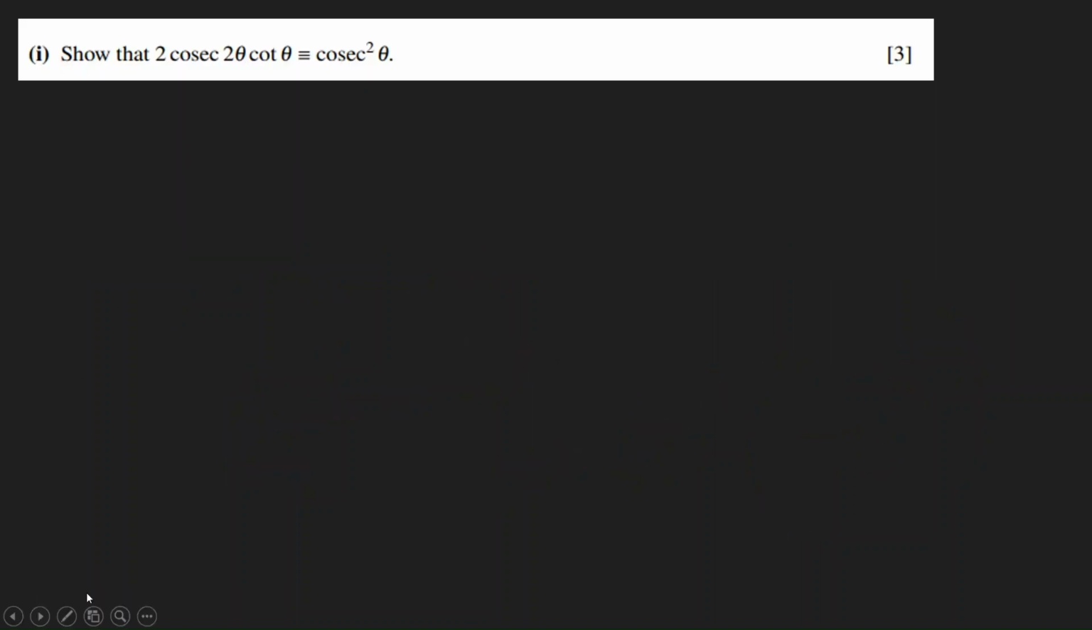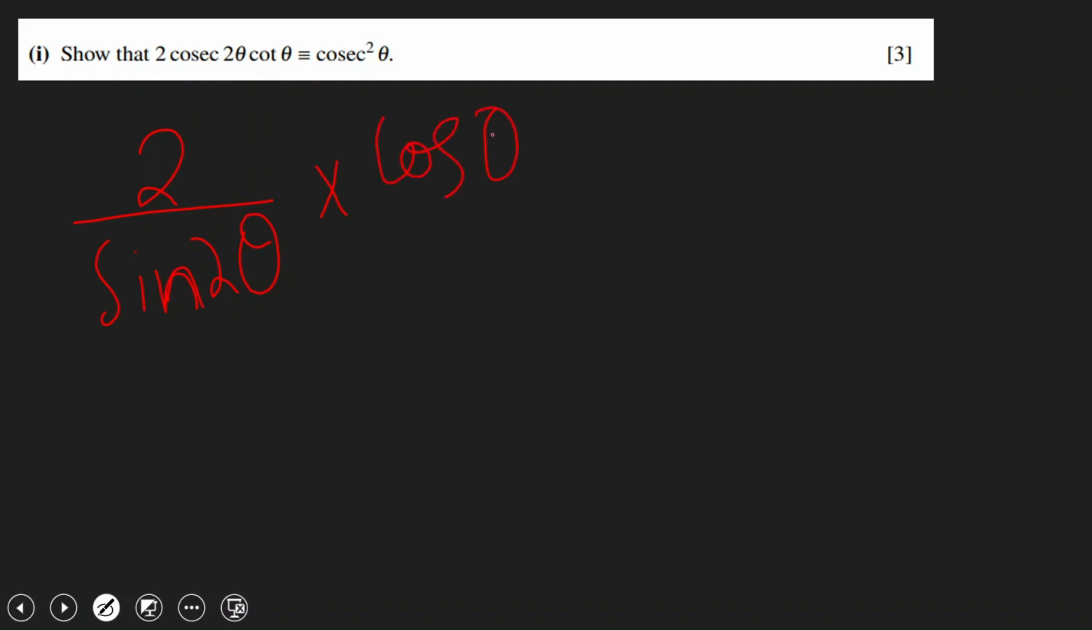All right, next question. Show that 2 cosec 2 theta into cot theta is equal to cosec squared theta. All right, cosec theta is nothing but 1 by sine. So this is going to be 2 by sine 2 theta into cot theta, which is nothing but 1 by tan theta, and tan theta is sine theta by cos theta. So if you were to invert that, this would be cos theta divided by sine theta.